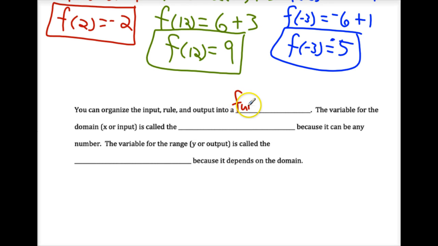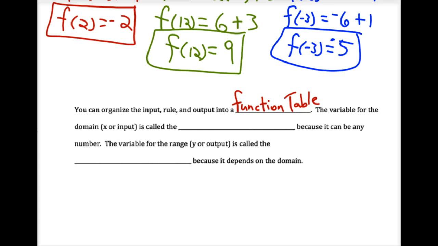Do you guys like making tables or not? If the table's made for you, it's nice, but you guys have to make your own table. Sorry. All right, I made a table. You can organize your input, rule, and output into a function table.